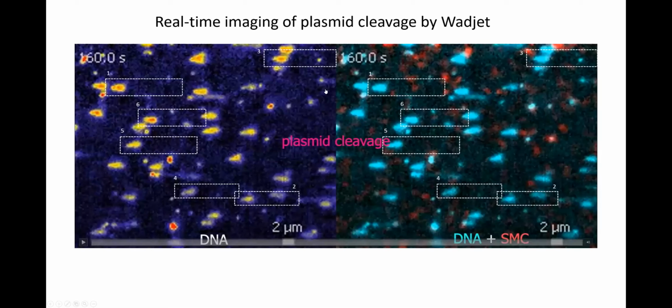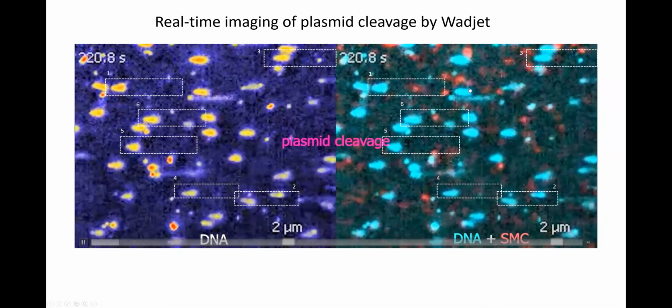And in the case of circular DNA, we indeed could observe the specific cleavage activity of Watson. Here what you see is a larger field of view of the images. Left side is DNA channel only, right side is the DNA with the SMC complexes. Here I show you these grid boxes with the numbers, where the cleavage activity will happen in the following order. So now I show you the video.